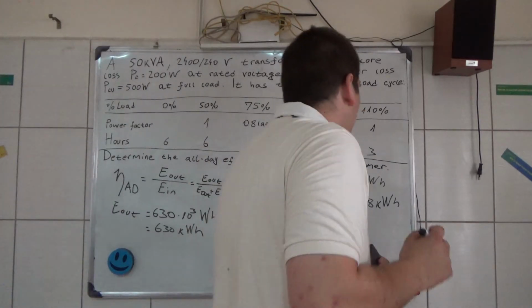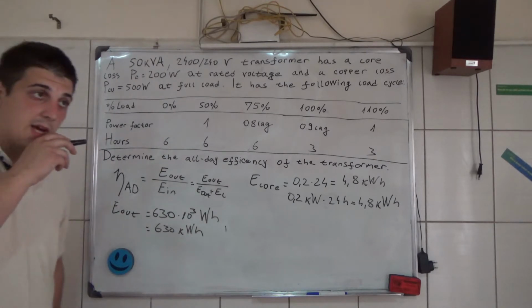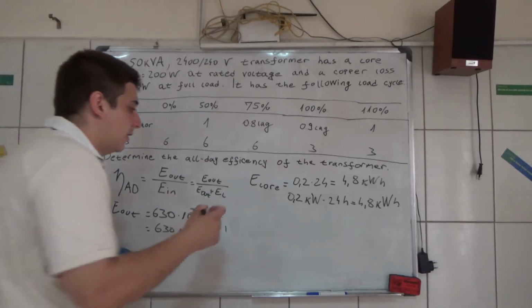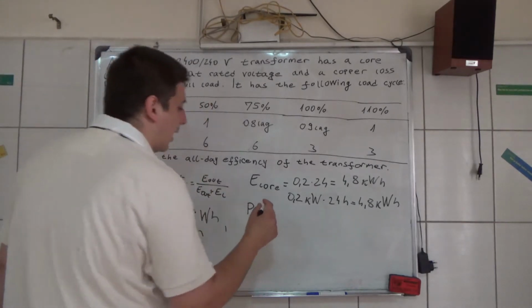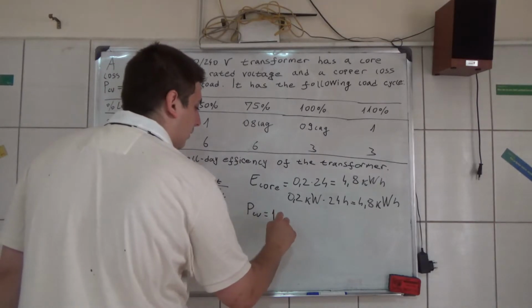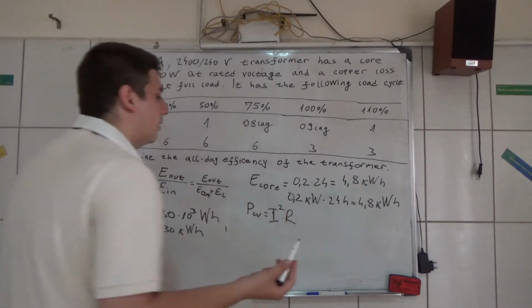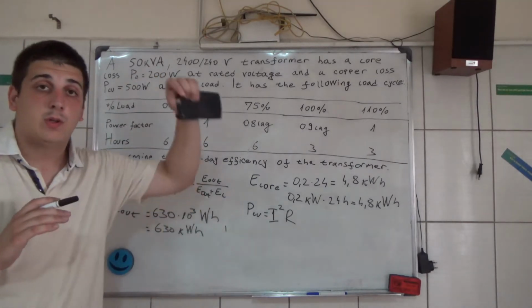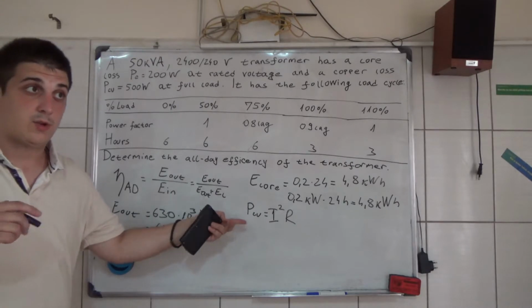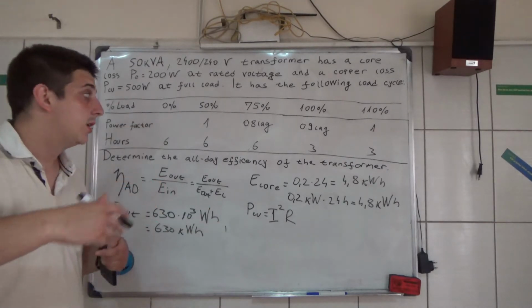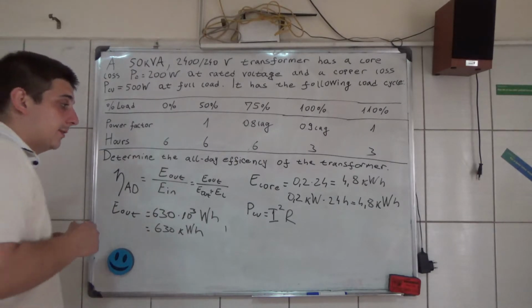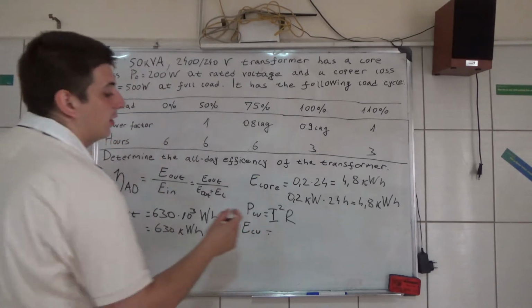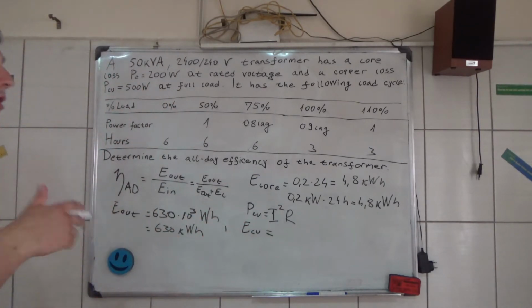Okay. Now the copper losses, that goes on the conductors. The formula is I squared times R. Okay, now, if you have a changing load, then the copper loss is going to depend on the current, but squared. So now we will calculate the energy that is lost in the copper of the transformer.